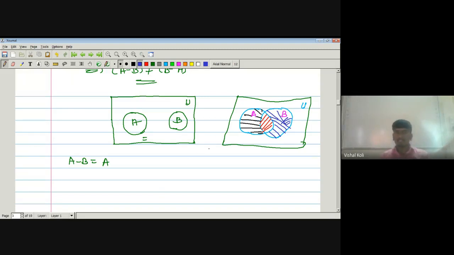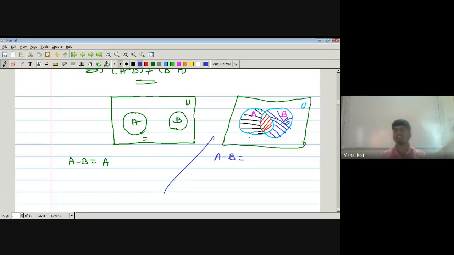Now in this case, A minus B contains all those elements which belong to A but are not in B. So the area shaded by the red lines is the elements which belong to both A and B. Therefore these members do not belong to A minus B, since A minus B contains only those elements which are present in A but not in B. The region shaded by the red line contains the elements which are common to both A and B. Therefore these elements do not belong to A minus B.